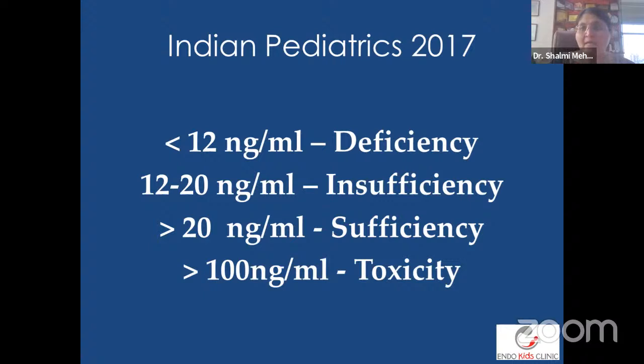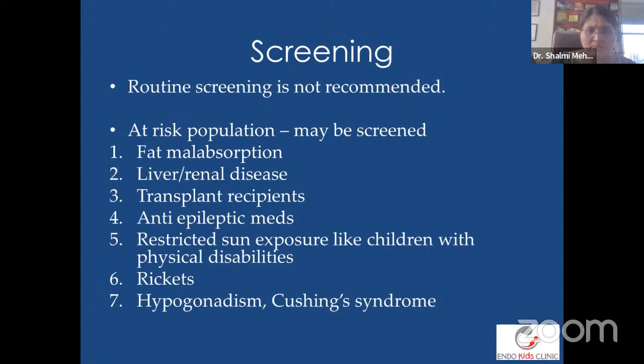Now, remember, when we see toxicity, it is not the vitamin D which is toxic, but it is the resultant high levels of calcium. The subsequent increase in the calcium levels causes all the irritability, the excessive sweating, the nephrocalcinosis, the weight loss. So it is the high calcium because of high vitamin D which is causing all the toxicity. So our aim is to have our vitamin D levels at least more than 20.